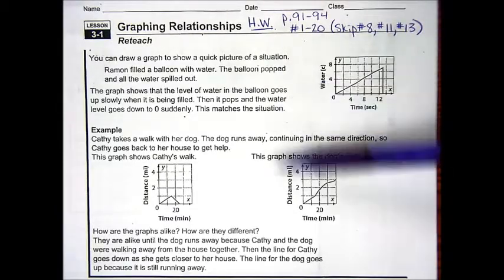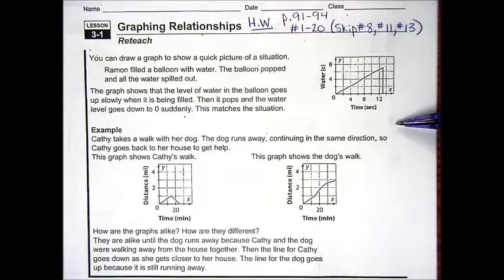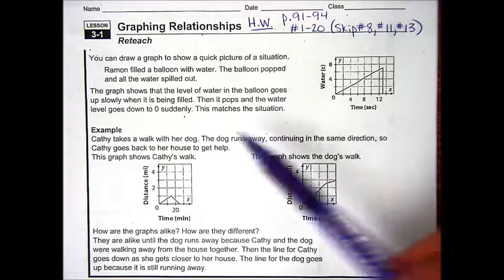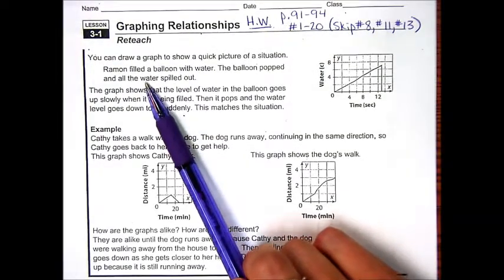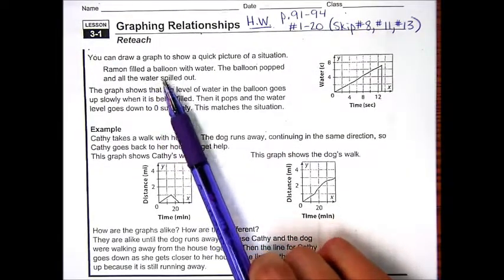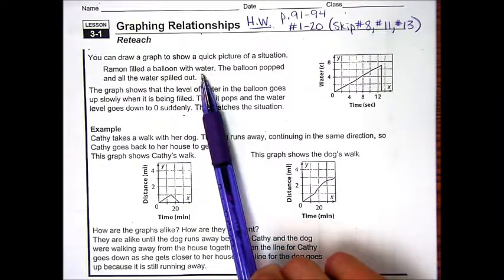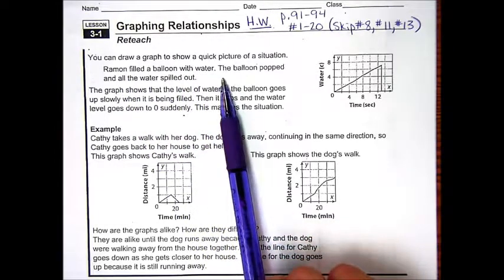A couple of nice visual displays to get us started here today and show us an example of the types of graphs we're going to look at. I call them more like story-related graphs than graphs focusing on XY equations and things like that. In this first example, you could visually represent this scenario with Ramon. Ramon filled a balloon with water and the balloon popped and all the water spilled out.